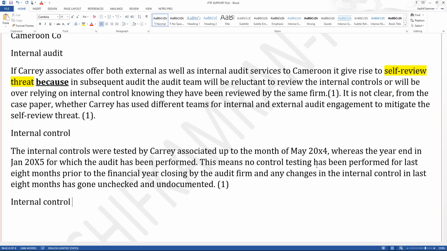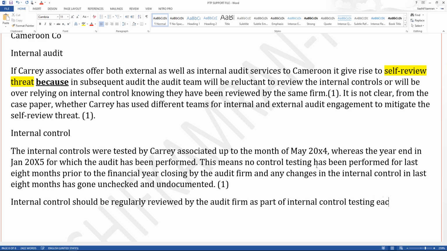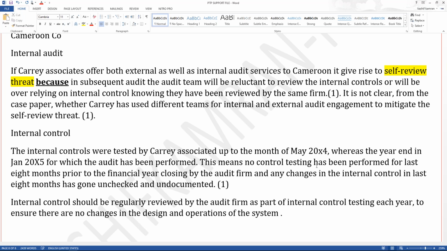Internal controls should be reviewed by the audit firm as part of internal control testing each year, at least each year, to ensure there are no changes in the design and operations of the system. So you cannot skip performing internal controls each year. And if there are changes, then you should perform the test of control on the changes.